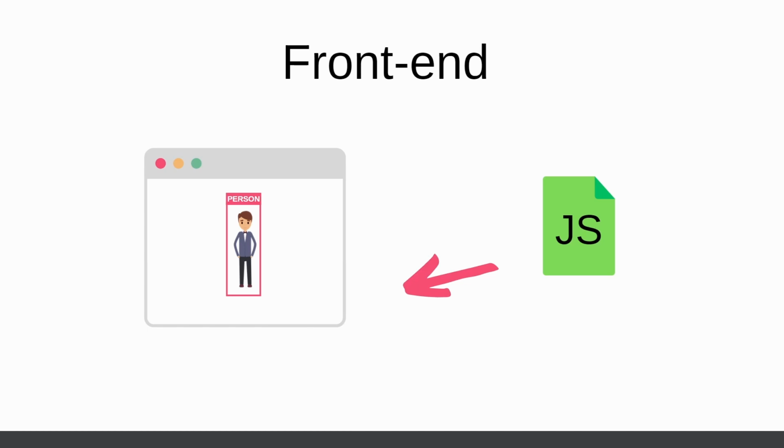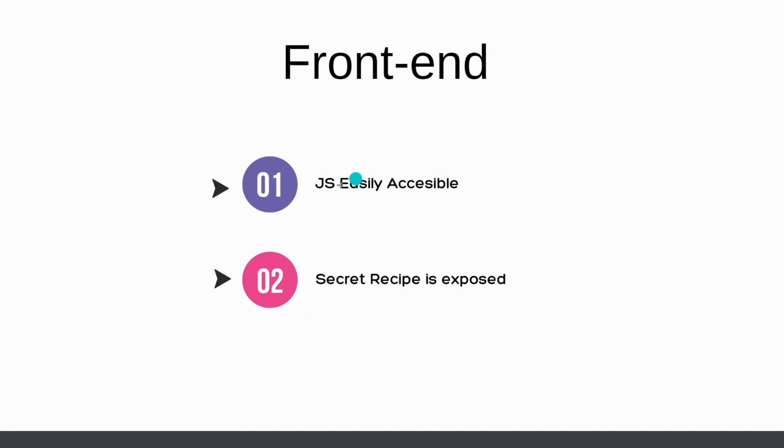So basically, people will have access to your code and they will know exactly what you are doing. It will be very easy to replicate because it will be very easy to access your JavaScript code, and your secret recipe is basically exposed. Let's say you had trained a model with 1 million images, and you wanted to sell it or rent it out for people to use. But then it is exposed at the front end, and people can simply copy and replicate it so they don't have to pay. So that is the disadvantage of having it on the front end.